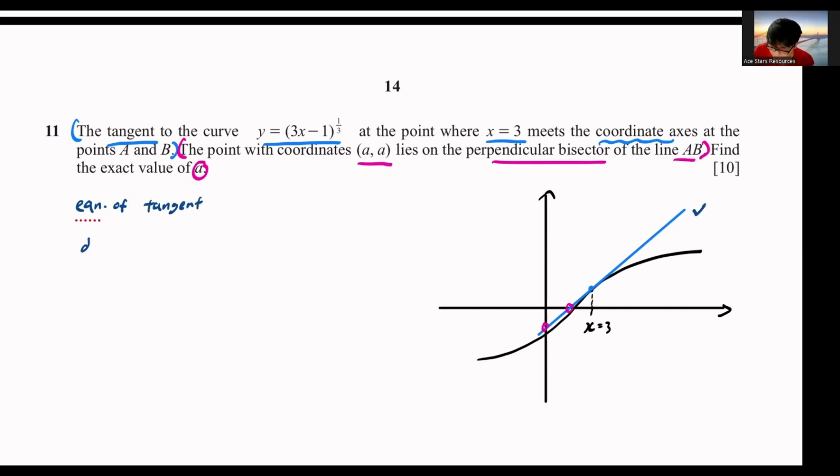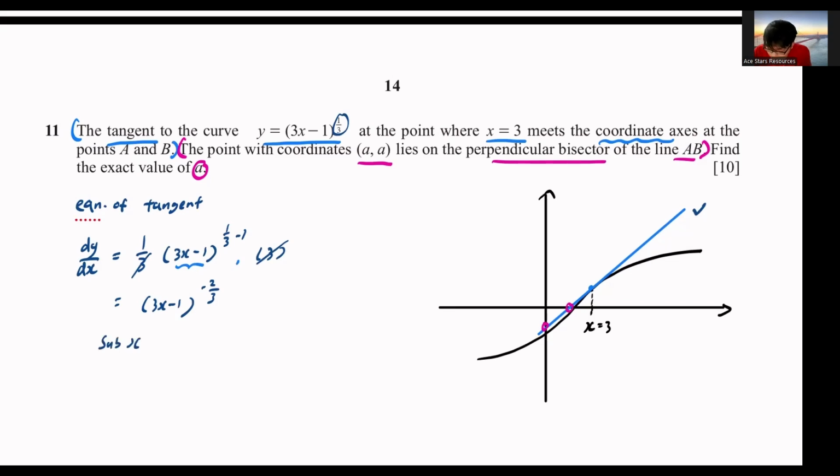First find the derivative dy over dx. Differentiate y with respect to x, so you just have to move the power in front. So 3x minus 1 to the power of 1 over 3 minus 1, and don't forget about the chain rule. The chain rule needs us to multiply by 3 from the inside, right? Cancel out the 3. So (3x minus 1) to the power of negative 2 over 3. Since we are looking at the point where x equals 3, substitute x equals 3 on the inside. Therefore, dy over dx is going to be 3.